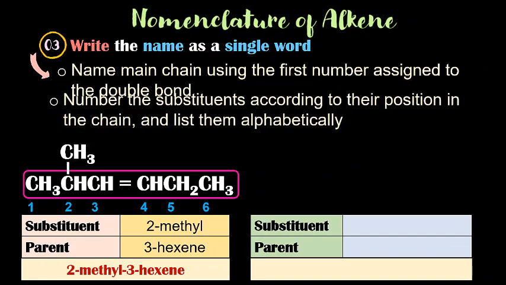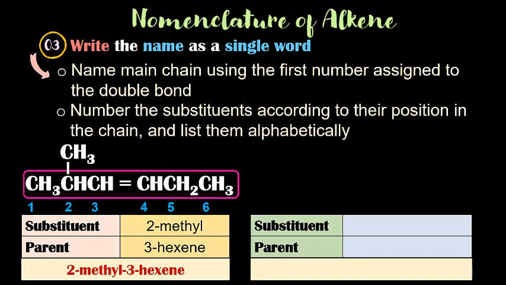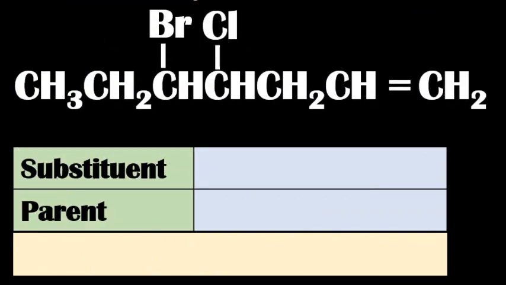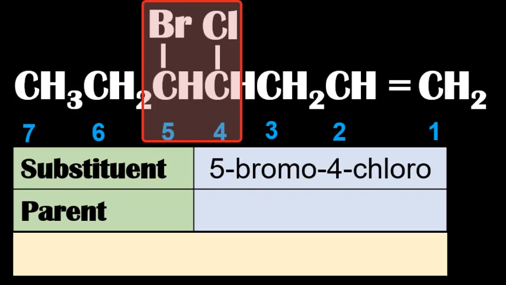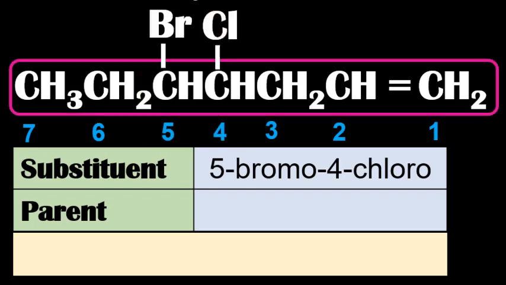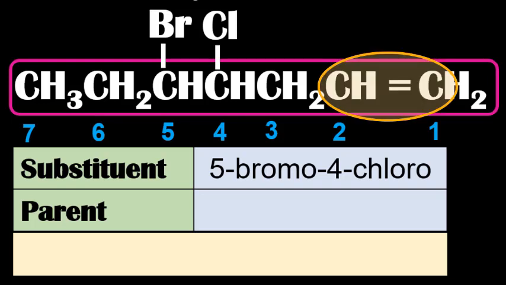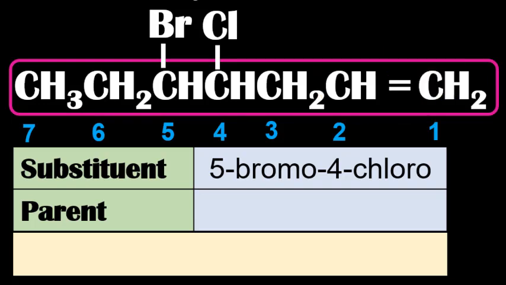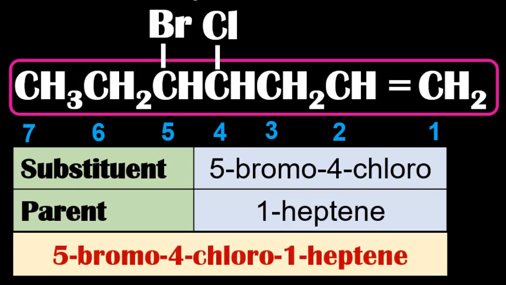If the compound has more than one substituent, the substituents are cited in alphabetical order. Have a look at the second example. We have 5-bromo and 4-chloro as substituents. The longest chain of carbon is 7 and the double bond is placed between carbon number 1 and carbon number 2. So the parent name is 1-heptene. As a single word, the IUPAC name for this compound is 5-bromo-4-chloro-1-heptene. As you can see, 5-bromo is cited first, followed by 4-chloro.